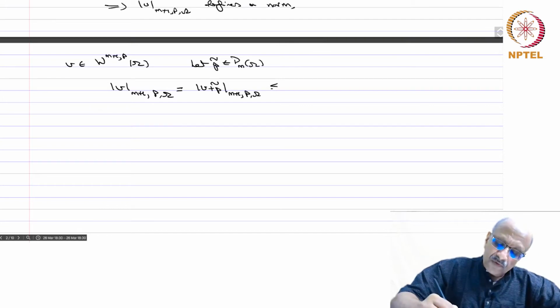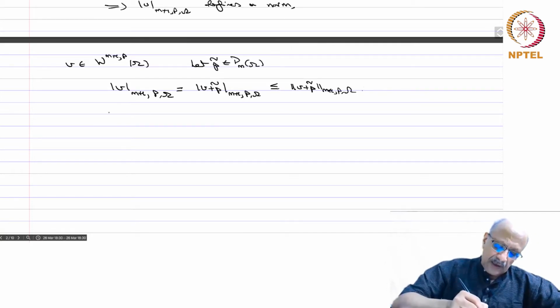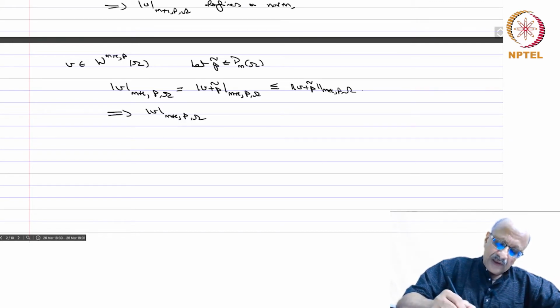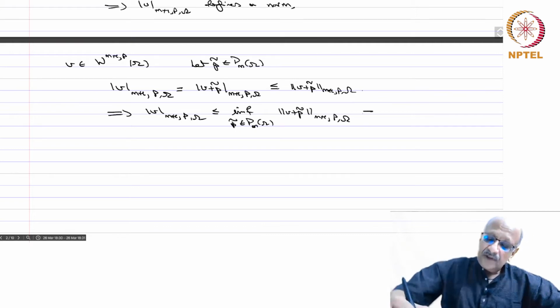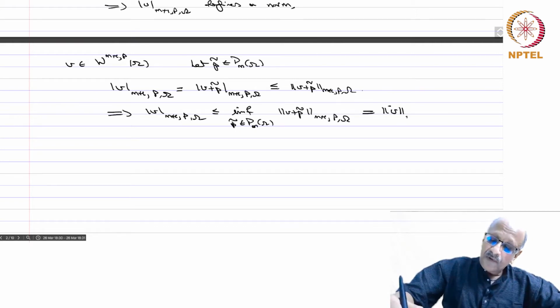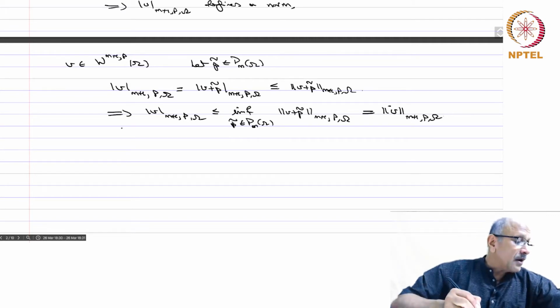So now this of course is less than or equal to ‖v + p̃‖_{m+1,p,Ω}. And this is true for all p̃, and therefore this implies that |v|_{m+1,p,Ω} is less than or equal to the infimum over all p̃ in P_m(Ω) of ‖v + p̃‖_{m+1,p,Ω}, and that by definition is the norm ‖v̇‖_{m+1,p,Ω}. So one way inequality we already have. So we want to show the reverse inequality.